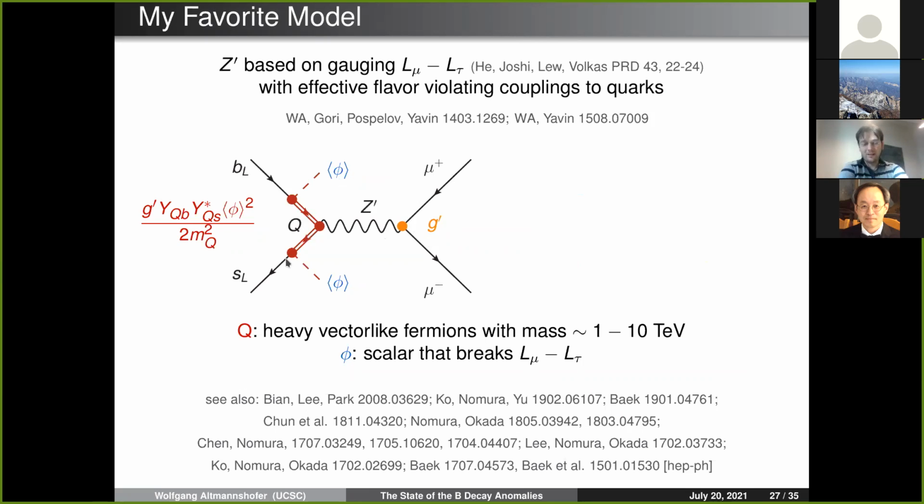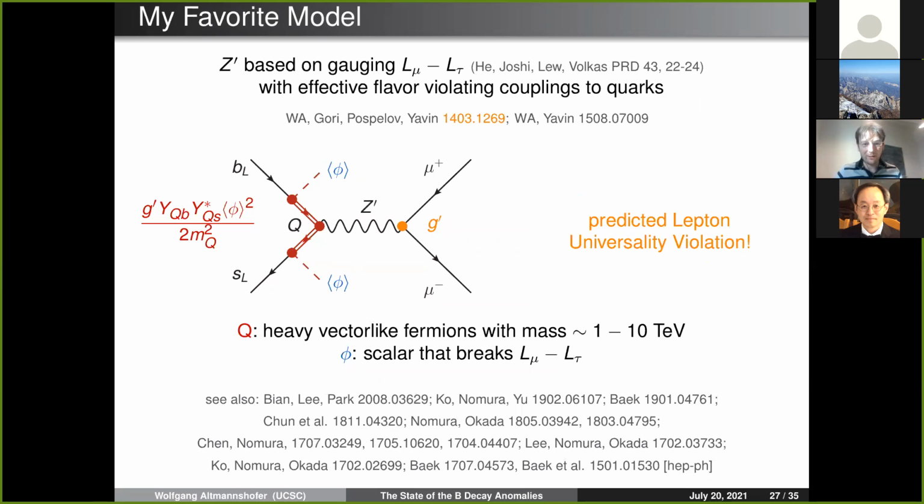That's a very interesting and versatile setup, and I know there has been a lot of work also from locals who look at various different aspects of these models. For example, the connection to neutrino masses, the connection to dark matter, and many other aspects. A lot of interesting things one can look at.